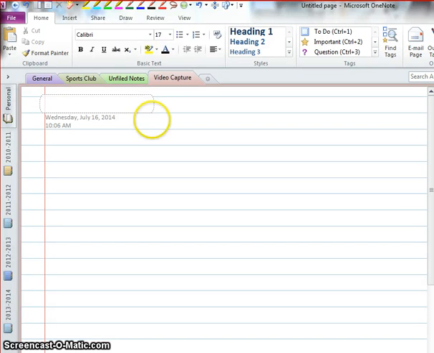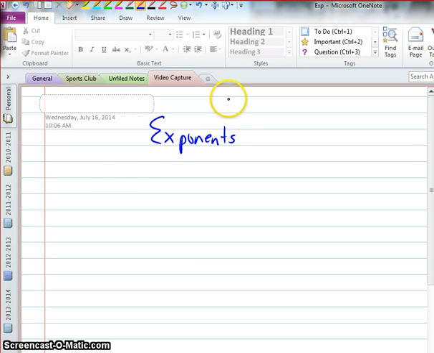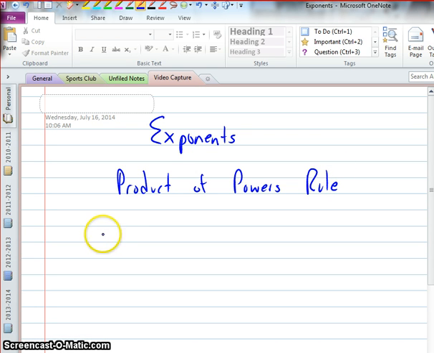Okay, this is going to be the first in a series of videos that are all going to feature the rules of exponents. The first one we're going to deal with today is called the product of powers rule. It's pretty simple. The idea is that if you have two like bases being multiplied together, you simply add their exponents together.